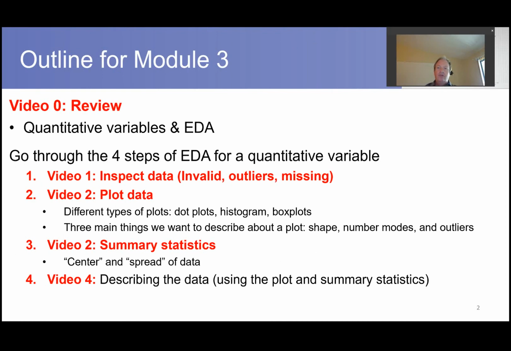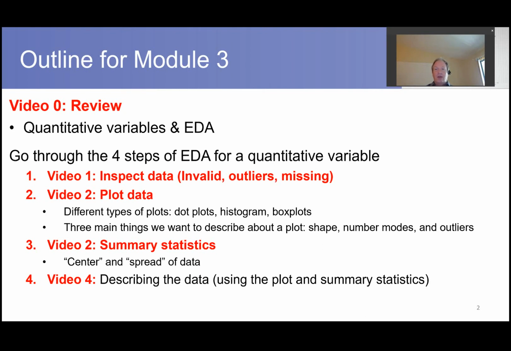So what have we been doing in this module? Well, we've been talking about how we get information from data. And this process is called exploratory data analysis, and it consists of 4 steps. And so far, we've done the first 3. So we've talked about how to inspect and clean a data set. We've talked about how to plot a data set, the different types of plots we have with quantitative variables. And finally, we've talked about different summary statistics.